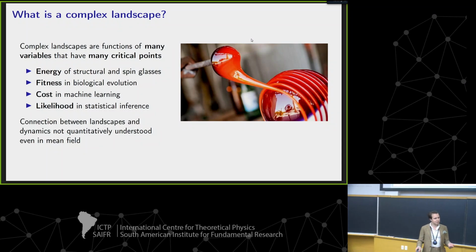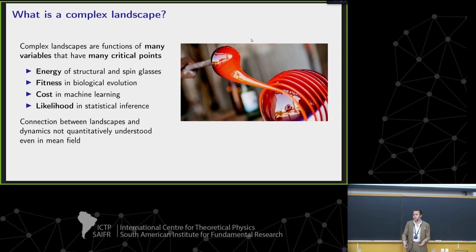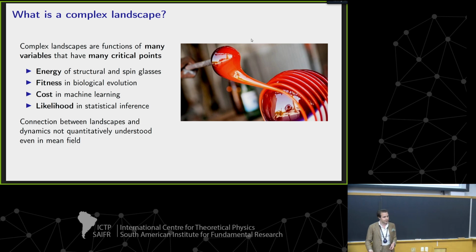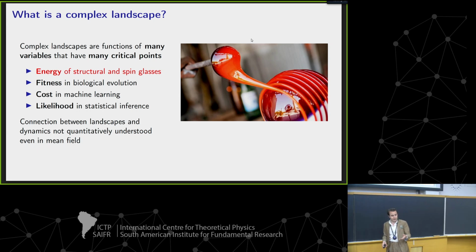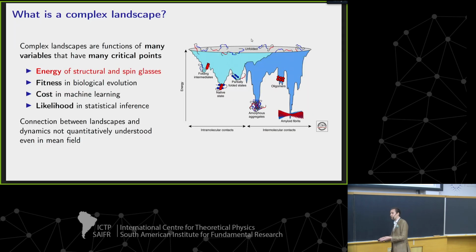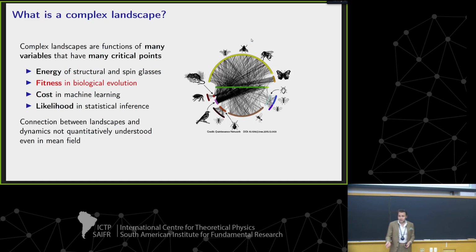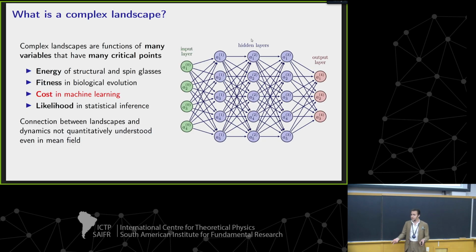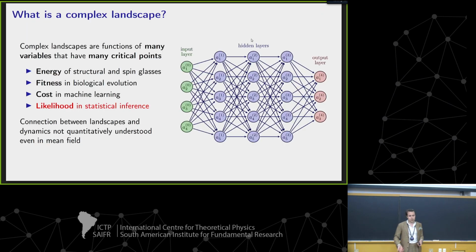Well, a complex landscape is simply some sort of function of very many variables, which happens to have very many stationary points, so very many minima, very many metastable states. And a lot of systems that are interesting in physics and other fields are thought to be described by such things. For instance, the energy of structural and spin glasses is very much thought to be described by such functions, but also the energy of other systems, like proteins folding. Fitness in biological evolution is increasingly being modeled with complex landscapes. Likewise, the cost function in machine learning models, which of course we know what the function is, are often complex, which is similar to likelihood in statistical inference.